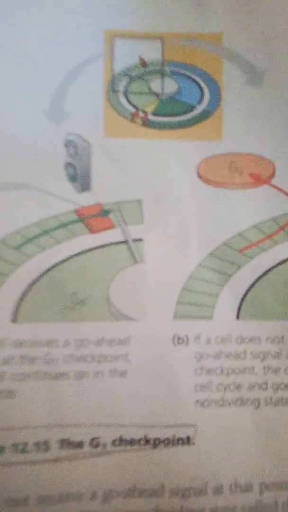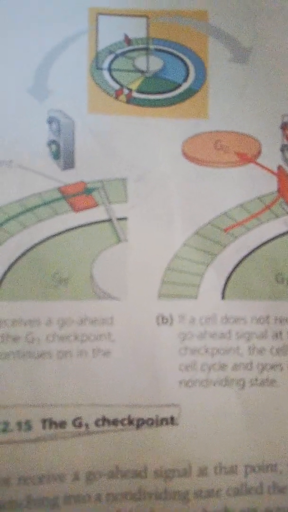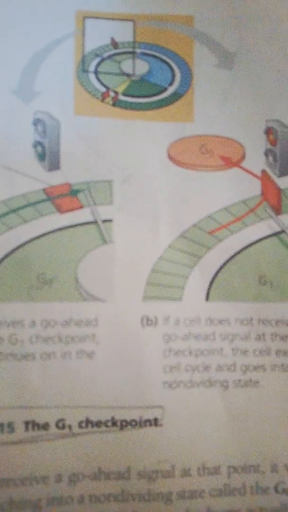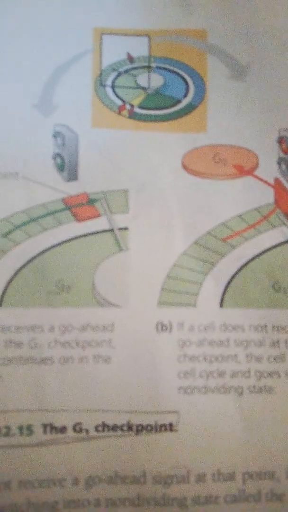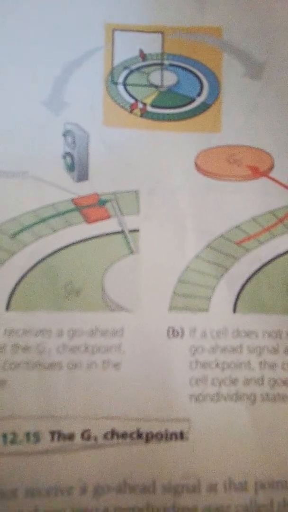The cell cycle clock, cyclins and cyclin-dependent kinases. Rhythmic fluctuations in the abundance and activity of cell cycle control molecules pace the sequential events of the cell cycle. These regulatory molecules are proteins of two main types, kinases and cyclins.